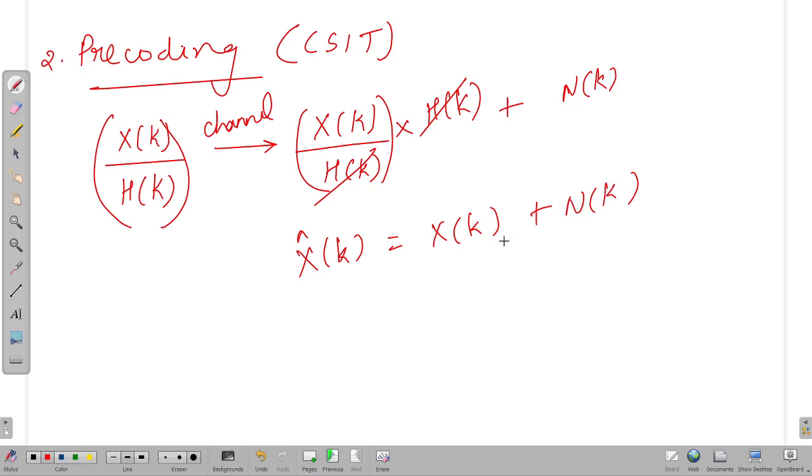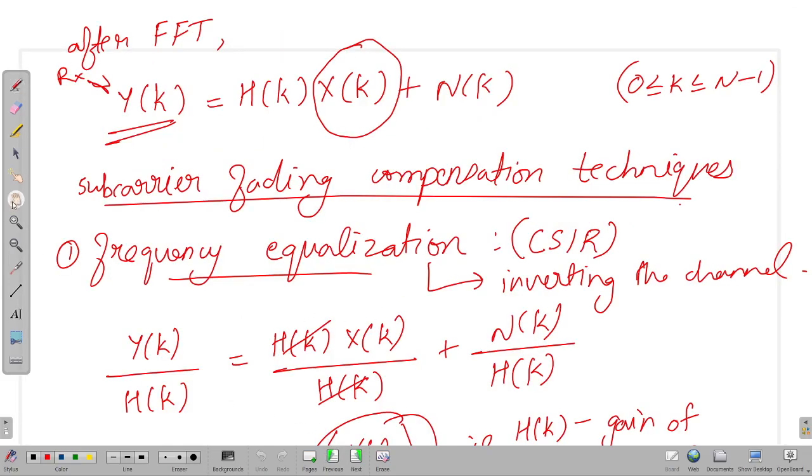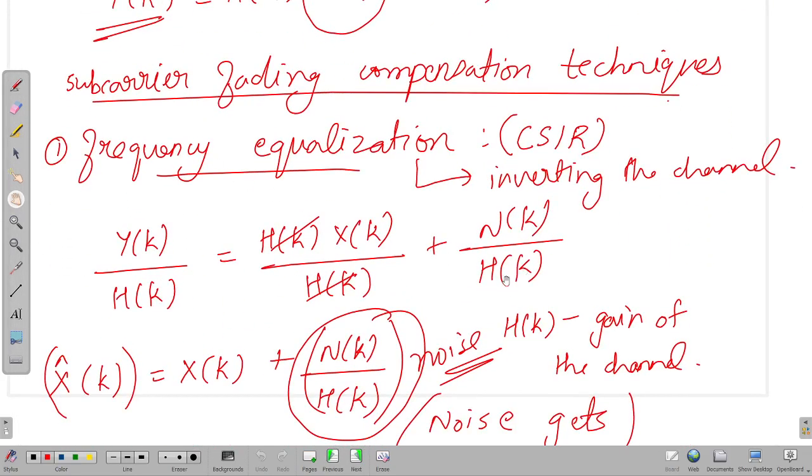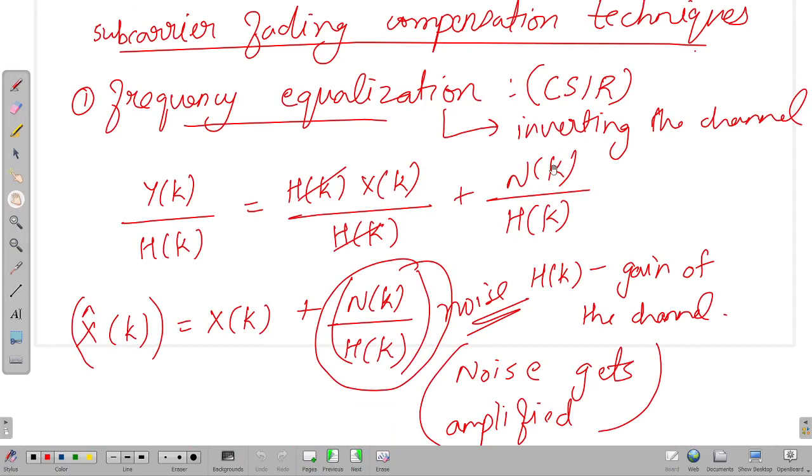So you can see the advantage is that here the noise is not getting amplified. Noise, whatever was there in the channel, is still present in the signal estimate, and you are not trying to amplify it. In the earlier case, the value of h of k is less than 1, so you divide n of k by a value less than 1, and then this noise would get amplified.